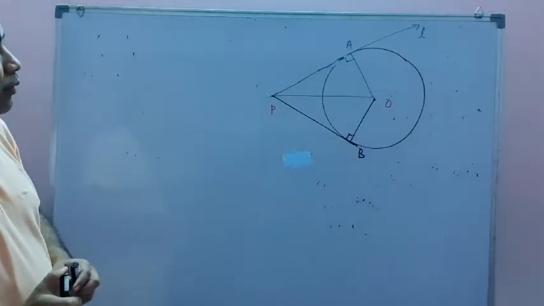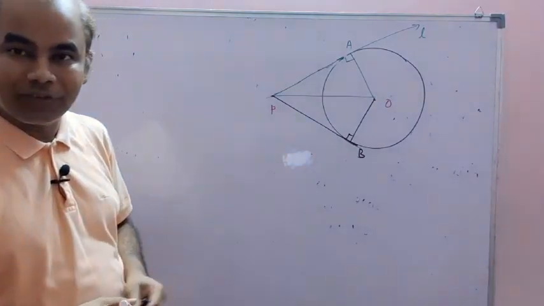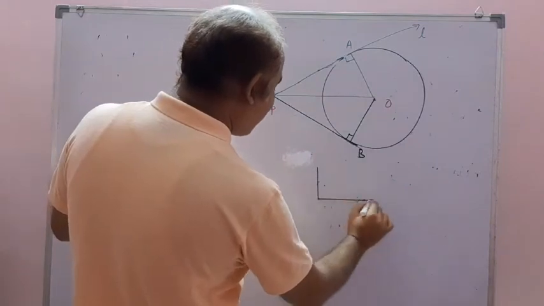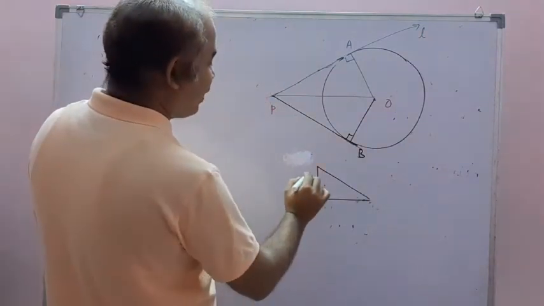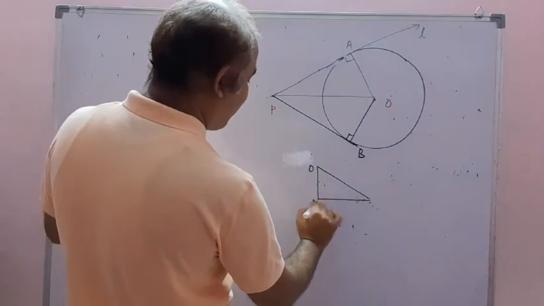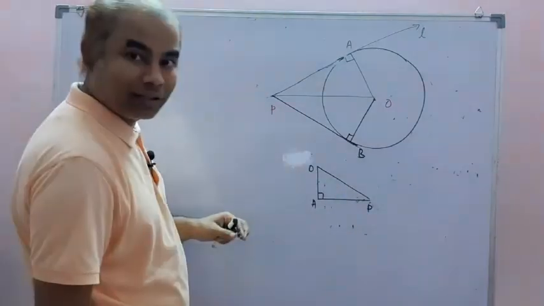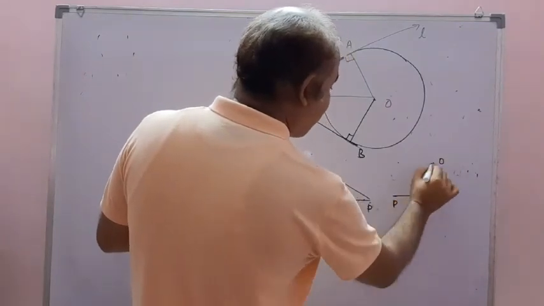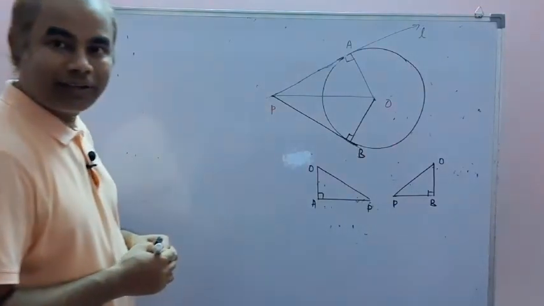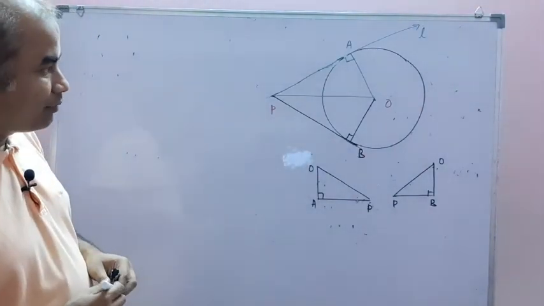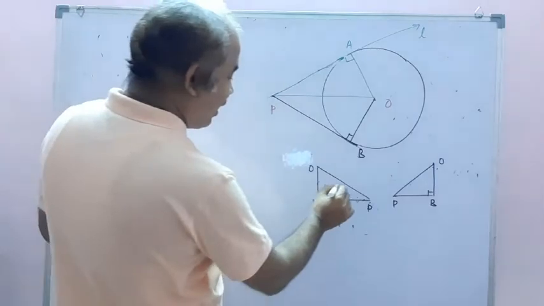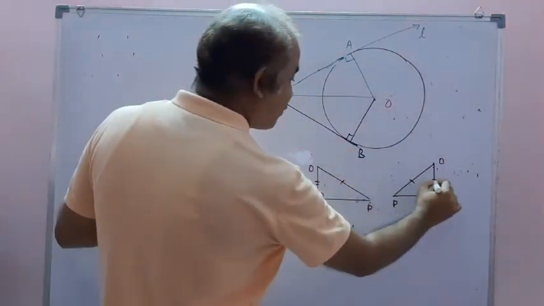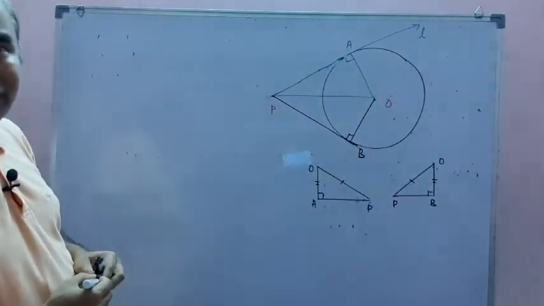So you have now two right triangles in the figure. What are the two right triangles? If I draw it separately, then I think it will be clear. One right triangle is OAP, where angle A is 90 degree. One right triangle is OBP, where angle B is 90 degree. So what can I say about these two right triangles? In these two right triangles, our hypotenuse is common, and OA and OB are radii of the same circle.